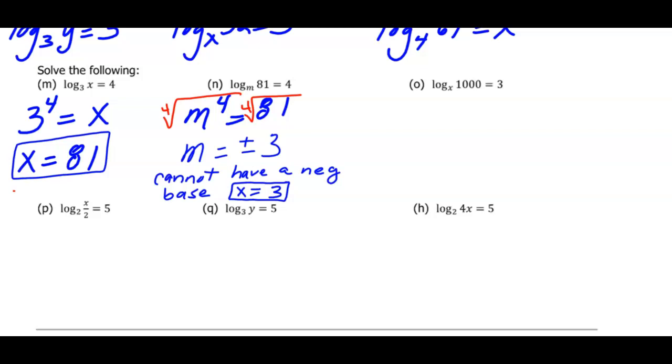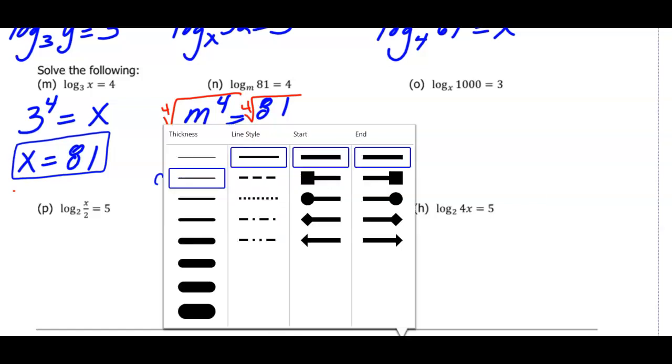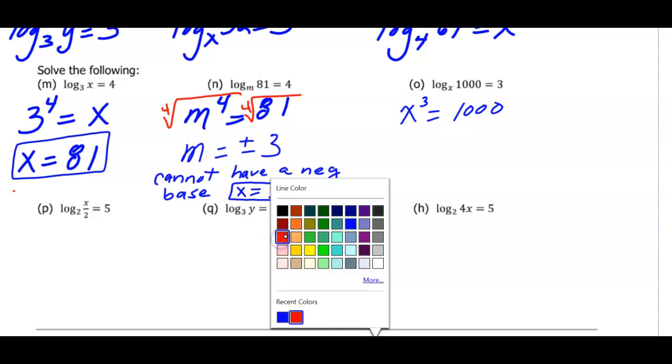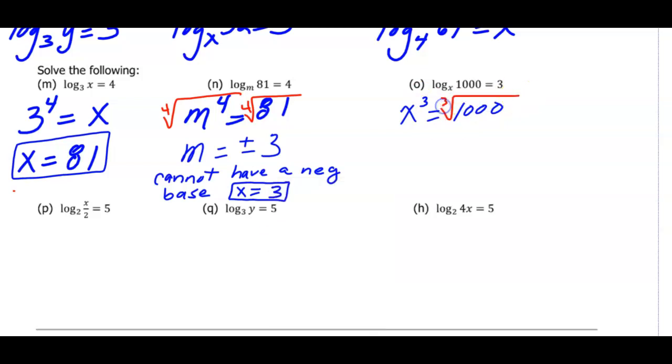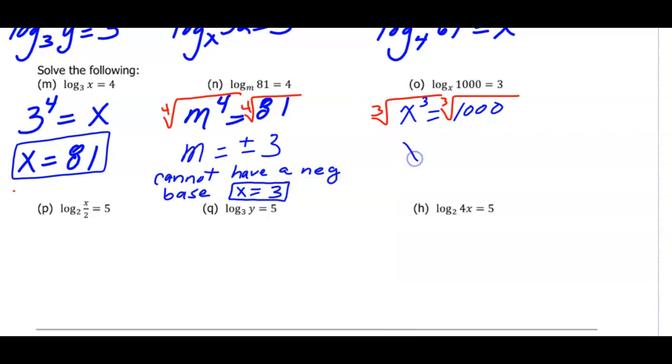All right, so letter O, x to the third power equals 1,000. For this one, we're just going to take the cube root of both sides. When we take a cube root, we don't have to worry about that plus or minus. So the cube root of 1,000 is just 10. Okay, pause the video, please. Try the next three.